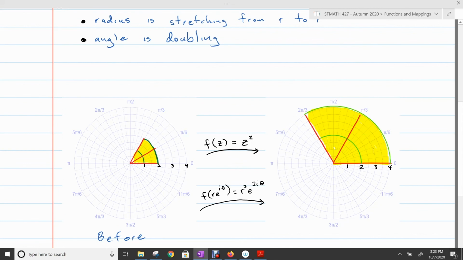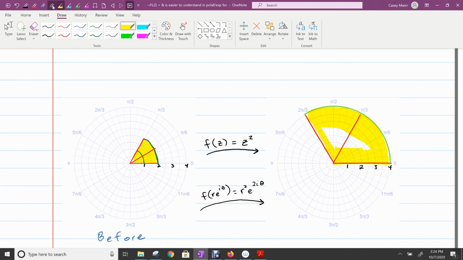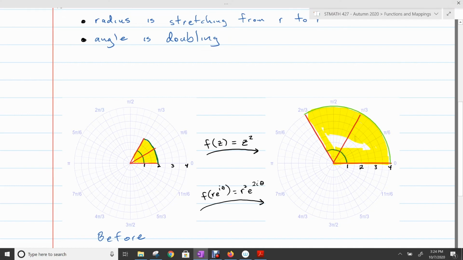And the red lines that I graphed in the before picture get sent to the red lines in the after picture. You can see that for those red lines, their angle is doubled, right? And you can also see that the points that were on that green circle of radius 1 should have stayed where they were. And then the green line of radius 2 got stretched out to the green curve of radius 4 on the after picture. So to me, that gives me a better sense of what that function is doing.